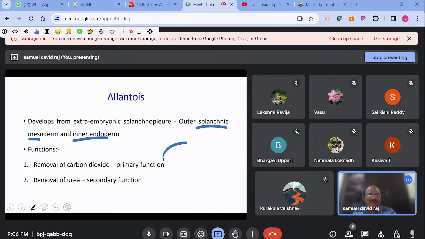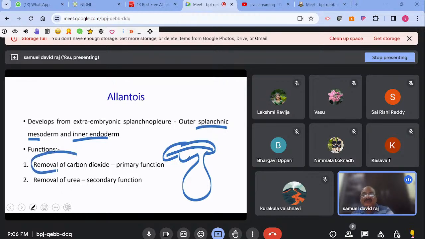when you say this is connected to the hindgut, we are saying it is connected to the hindgut. When it is connected to hindgut, we may think that it is responsible for excretion, but its main function is removal of carbon dioxide. This is what you have to remember. That is its primary function, and removal of urea is its secondary function. Okay, so this is about the functions of extraembryonic membranes, and the formation of these membranes and other things you will be knowing when you get into your MSc.